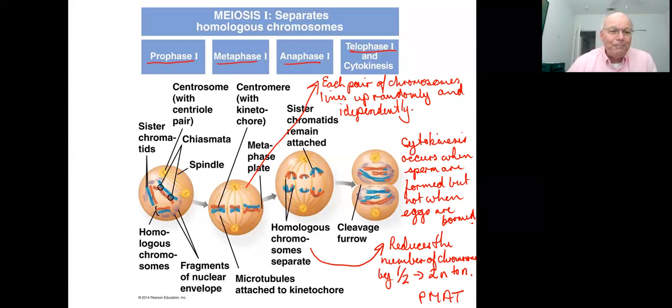Let me say that again. If we're talking sperm, cytokinesis is going to occur and the cells will go on and complete meiosis 2. But if we're talking about making egg cells, number one, cytokinesis is not going to occur, and the cell is not going to complete meiosis 2. It won't finish meiosis until it gets fertilized by a sperm cell.